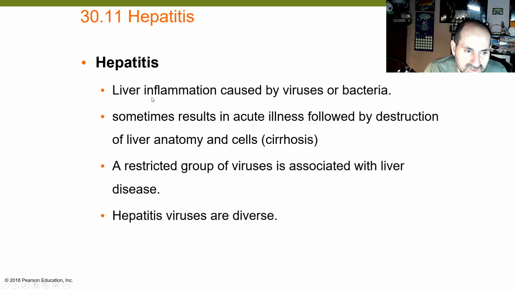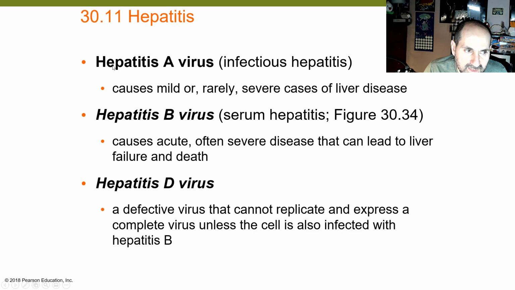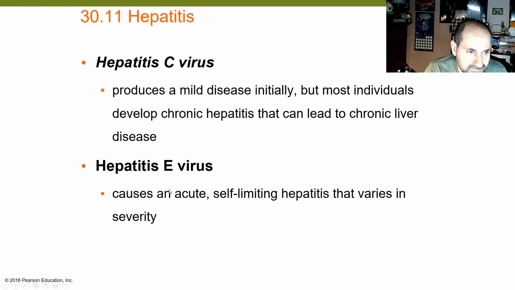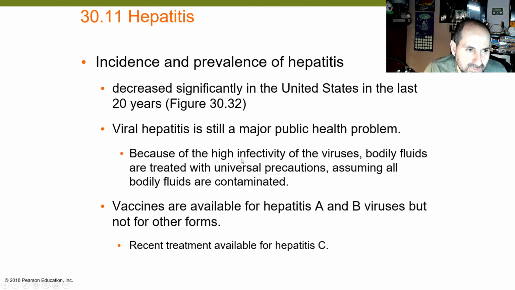You should know about hepatitis, and you should know about hepatitis A, hepatitis B, hepatitis D. And you should know that hepatitis D isn't a true virus. It is a virusoid, which means it is a piece of RNA, and it piggybacks inside of hepatitis B. So you should know that hepatitis D is not a complete virus. And then there's hepatitis C and hepatitis E. Please know about those.